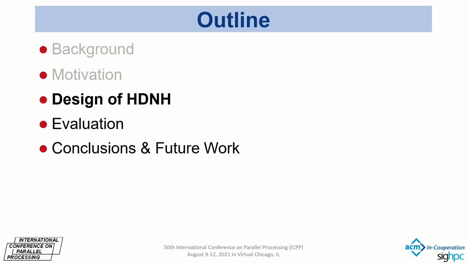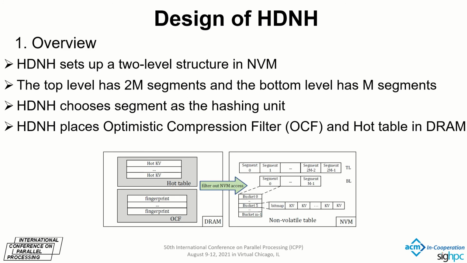The third part is our design of HDNH. First, we can see the structure of HDNH. HDNH sets up a two-level structure in NVM. The top level has 2M segments and the bottom level has M segments. HDNH chooses the segment as the hashing unit and places optimistic compression vectors, which we call OCF, and the hot table in DRAM.